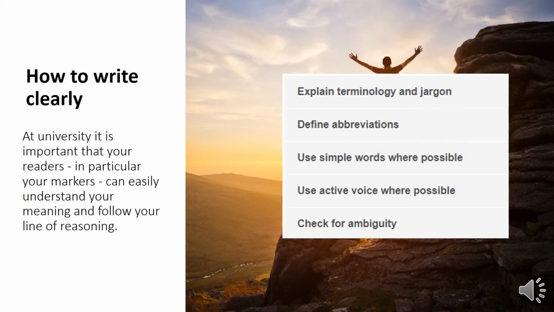How to write clearly. At university, it is important that your readers, in particular your markers, can easily understand your meaning and follow your line of reasoning. So what you can do is explain terminology and jargon, define abbreviations, use simple words where possible, use active voice where possible, and check for ambiguity.